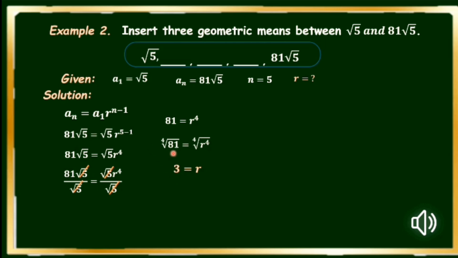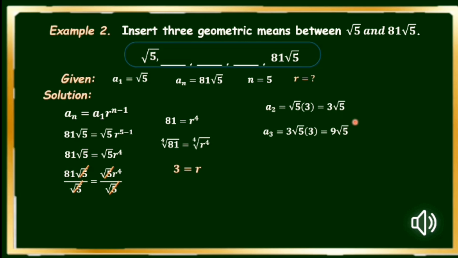The fourth root of 81 is 3. So the common ratio is 3. So we must multiply this 3 with the first term, square root of 5, to get the second term. So square root of 5 times 3 equals 3 square root of 5.